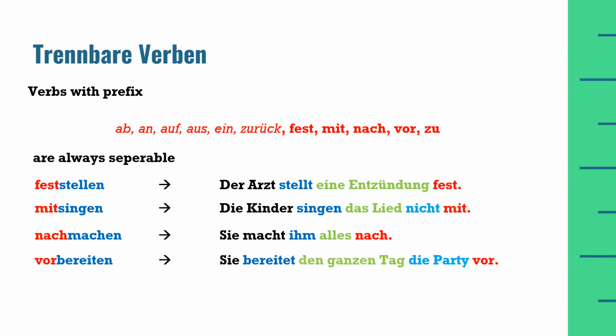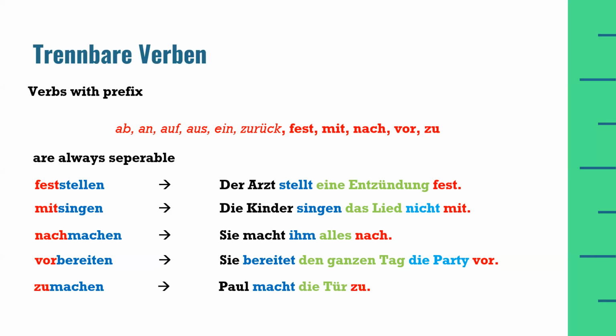Next example is vorbereiten. Vorbereiten means to prepare. Sie bereitet den ganzen Tag die Party vor. She prepares the party the whole day. Again, vorbereiten is a separable verb, so bereiten will be conjugated according to sie. Here sie means she, and vor is the prefix which goes to the last position of the sentence.